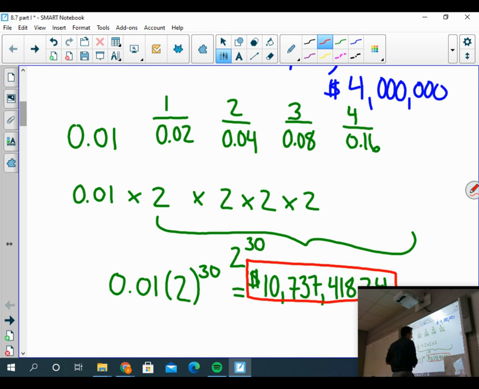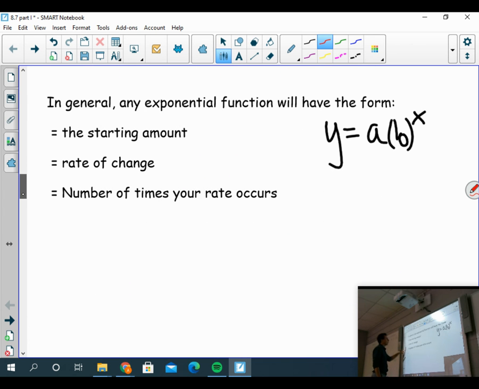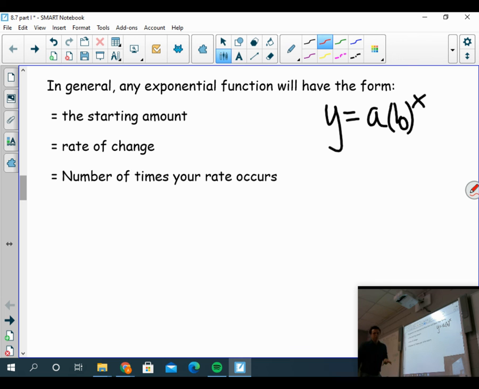If we went for one more day, my $10 million would turn into $20 million. If I went one day after that, it would turn into $40 million, right? Whereas again, we're only increasing by 100,000, okay? What this concept illustrates, among many concepts, is the idea of exponential growth, okay? And what we are going to do now in 8.7 is we are going to explore exponential functions, okay?